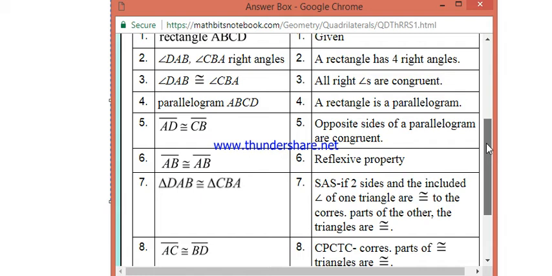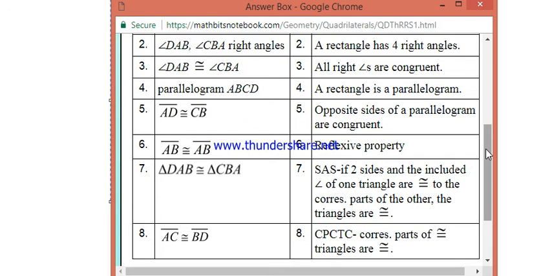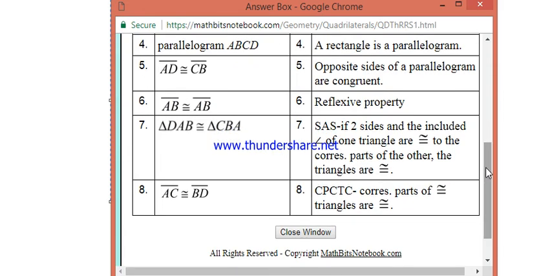Number 7, triangle DAB is congruent to triangle CBA, and the reason is the SAS postulate. SAS means if two sides and the included angle of one triangle are congruent to the corresponding parts of the other, then the triangles are congruent. For number 8, diagonal AC is congruent to diagonal BD, and the reason is CPCTC: corresponding parts of congruent triangles are congruent.